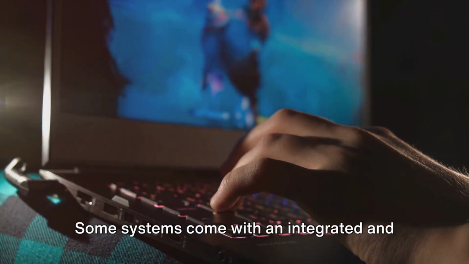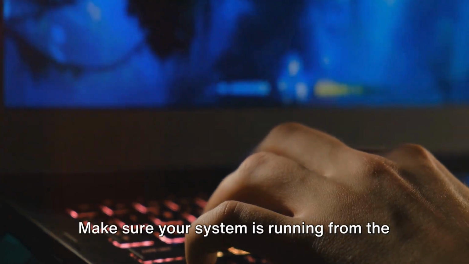The second fix is to switch to a dedicated GPU if your system has one. Some systems come with an integrated and a dedicated GPU. Make sure your system is running from the dedicated GPU.